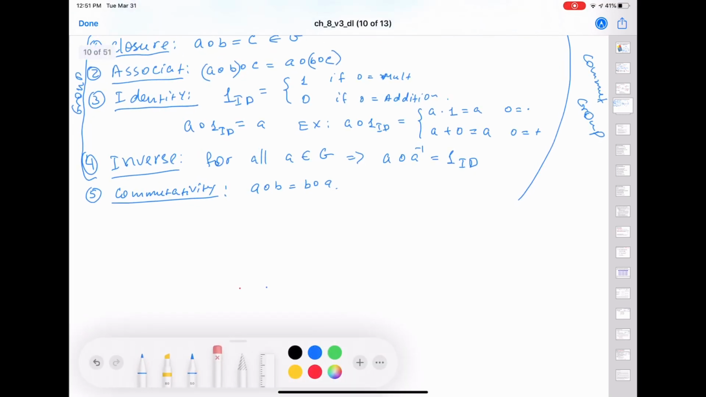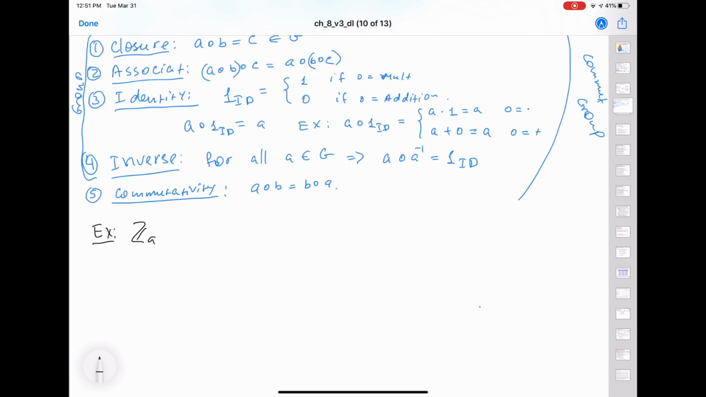Now, what I want to talk about right now, I want to do a couple of examples. So, let's talk about Z9. Z9 contains elements 0, 1, 2, 3, 4, 5, 6, 7, 8, and 9. Example 1 here is: does Z9 under the operation of addition, is it a group?